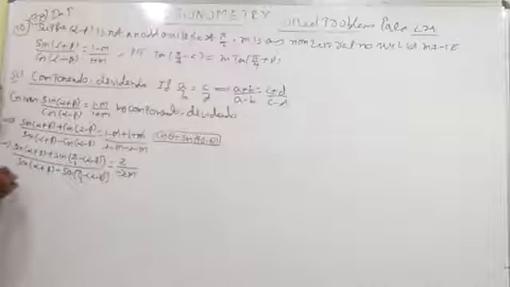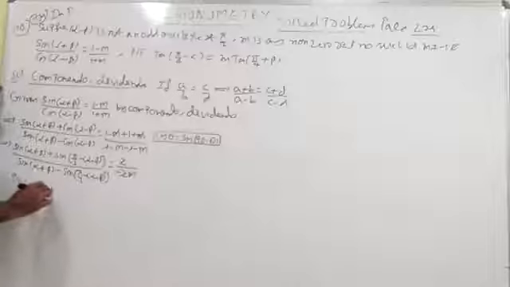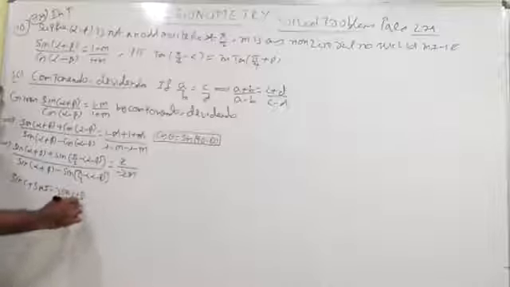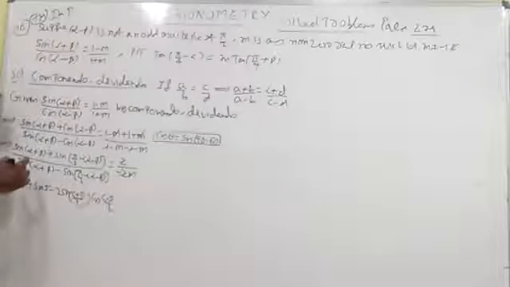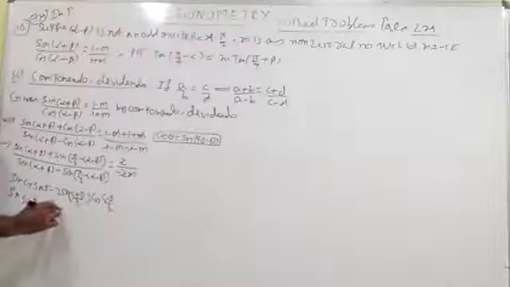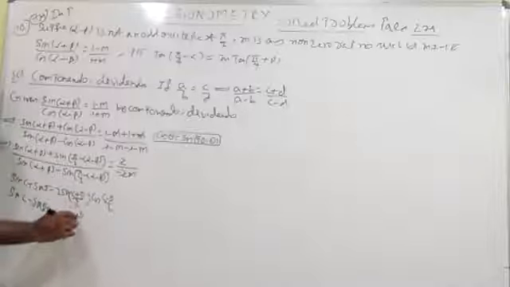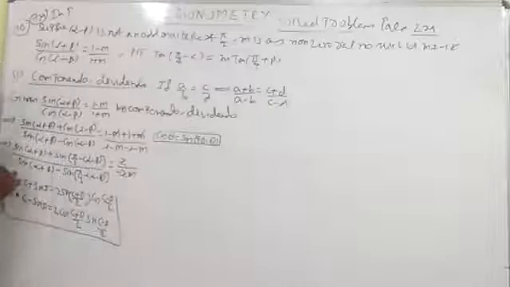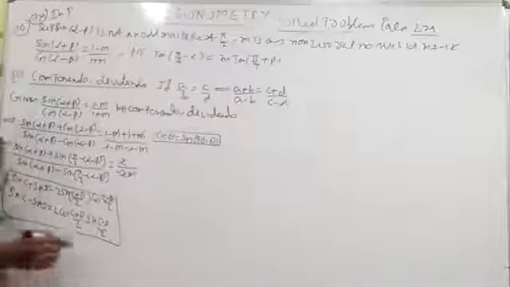Now I am writing the formula: sin c plus sin d. The sin c plus sin d formula we have learnt as 2 sin of c plus d by 2 into cos of c minus d by 2. This is applicable for the numerator, and for the denominator the formula sin c minus sin d is 2 cos of c plus d by 2 into sin of c minus d by 2. These two formulas should be applied here.